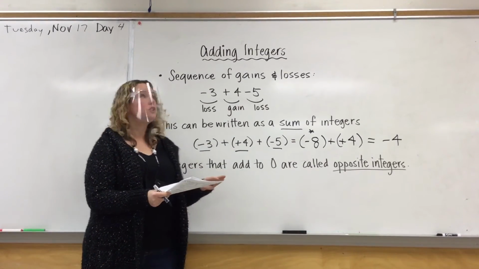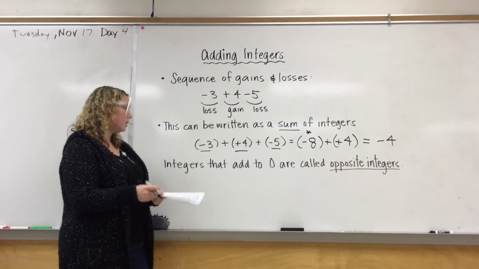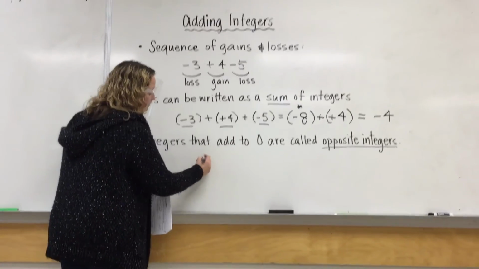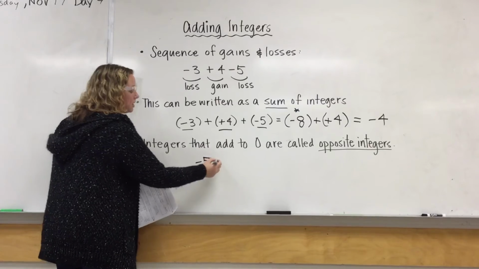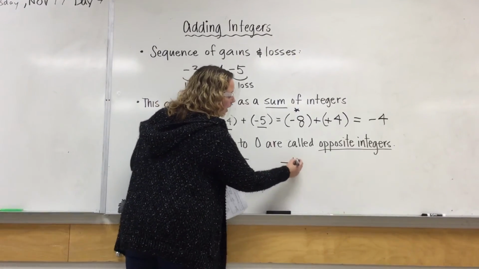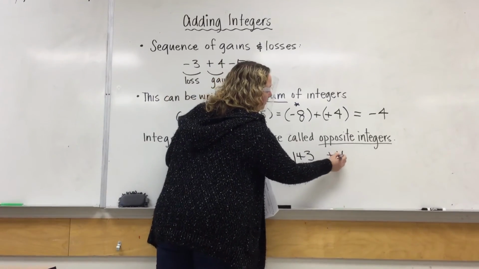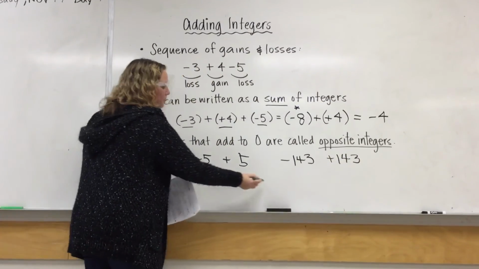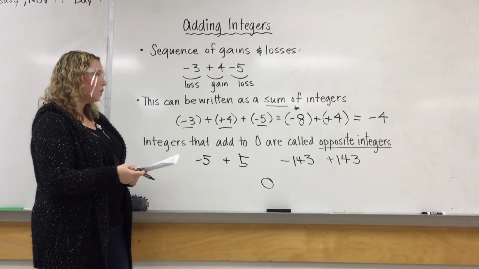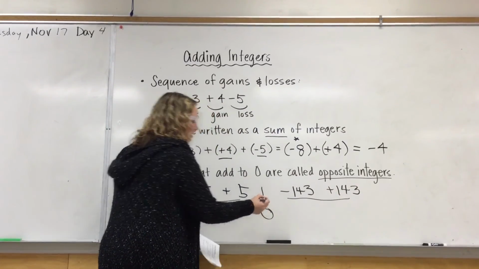So the last thing I want to mention when we're adding integers is that there's a thing called opposite integers, and it just means integers that add to 0. So for example, if you had negative 5, the opposite integer to that would be positive 5. If you had negative 143, the opposite integer to that would be positive 143. The opposite integer to 0 is 0. So those are called opposite integers. They're pairs that cancel each other out to equal 0.